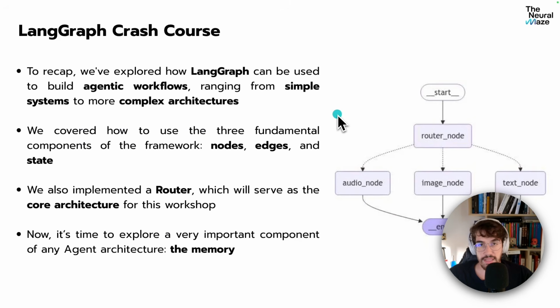So yeah, to recap, we have explored how LangGraph can be used to build agentic workflows, ranging from simple systems to more complex architectures. We covered how to use the three fundamental components of the framework, so nodes, edges, and state. We also implemented a router, which will serve as the core architecture for this workshop. Remember that it's a router, but also with some loops, so you can understand it as some kind of state machine. And now it's time to explore a very important component of any agent architecture, the memory. So in the next section, we are going to delve deep into memory, both short-term and long-term. So yeah, I'll see you there.